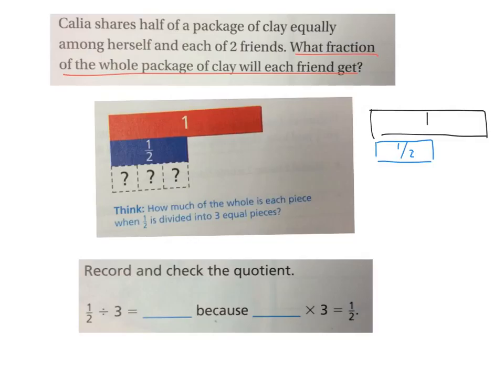So if Kayla and 2 friends are sharing the clay, Jason, how many people are sharing this half package equally, this part? So since Kayla is sharing it with 2 friends, go ahead and then under that 1/2, draw the same size because they're sharing all of that, but divide it into 3 equal sections, just like that. Now the question's asking what fraction of the whole package will each friend get? So we're trying to figure out how big is this section compared to this. Okay.